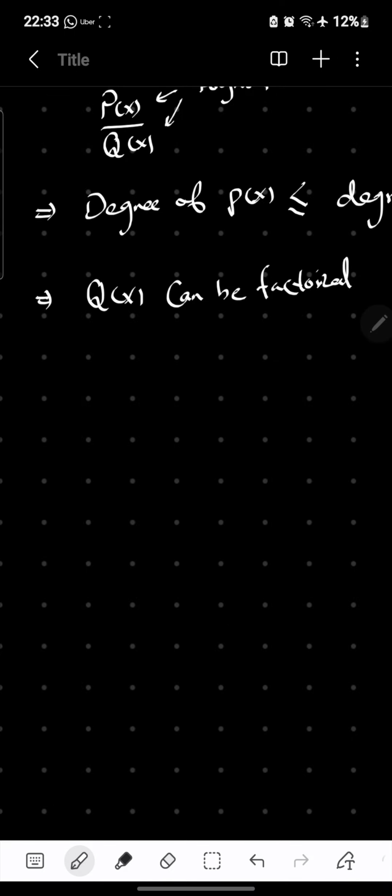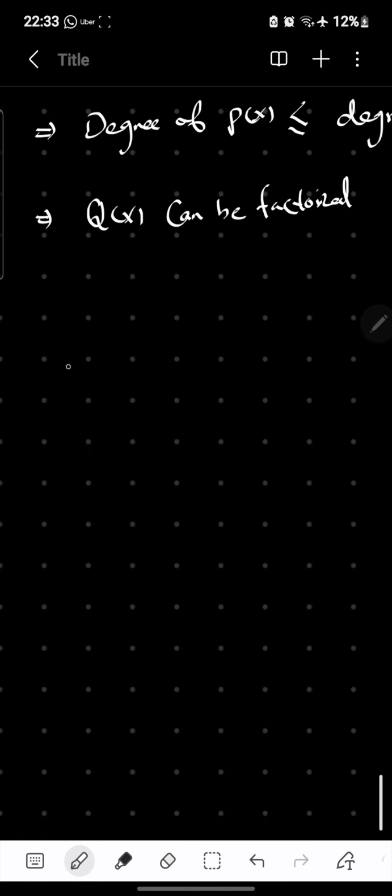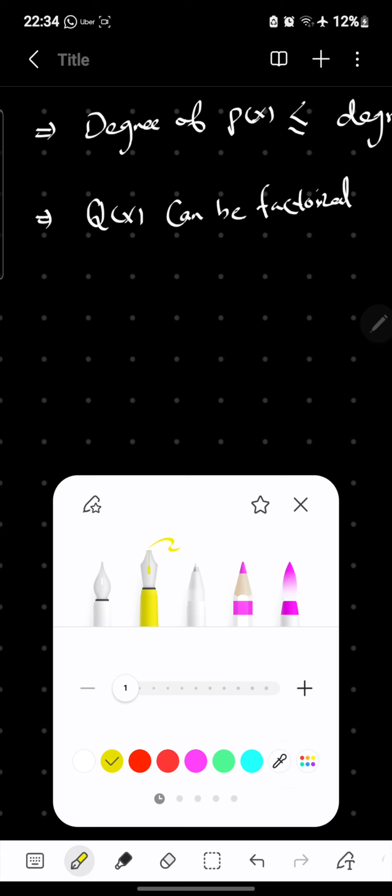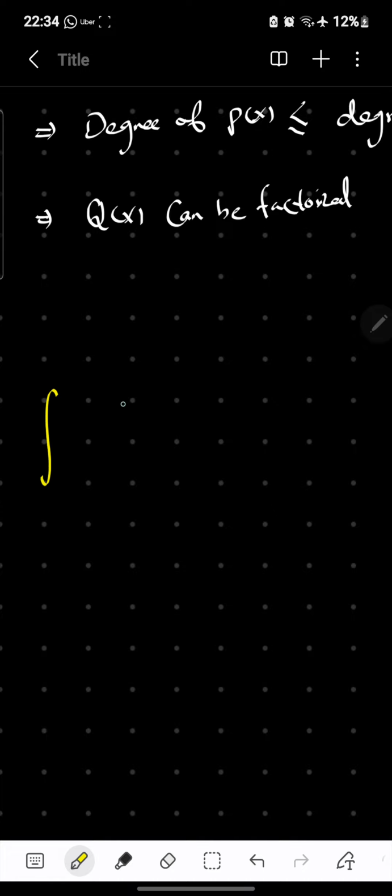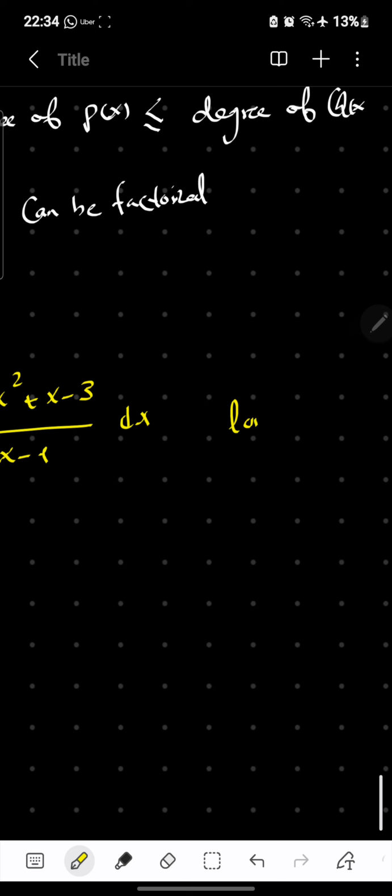What if I get a fraction where the degree of the numerator is higher, like this example: the integral of x to the power 3 plus x to the power 2 plus x minus 3 over x minus 1. Here we have a polynomial up and a polynomial down, and the degree of the polynomial up is 3 and the degree of the polynomial down is 1. So we cannot use partial fraction decomposition, but we will use something called long division.